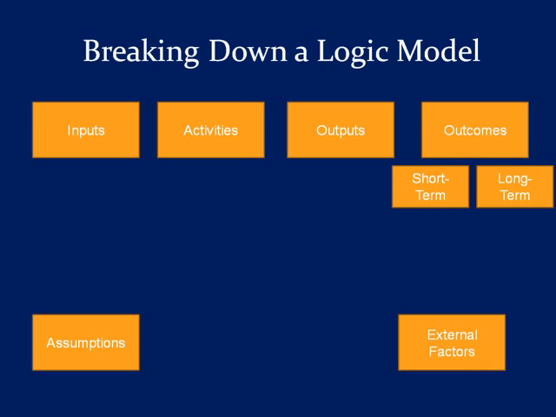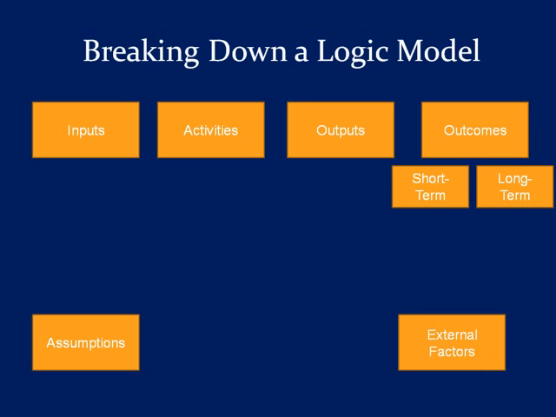And finally, you have the external factors. And the external factors are everything beyond the program that could possibly influence it. So these are events in your community, events globally that are occurring that might possibly influence the program's design, implementation, or your outcomes.